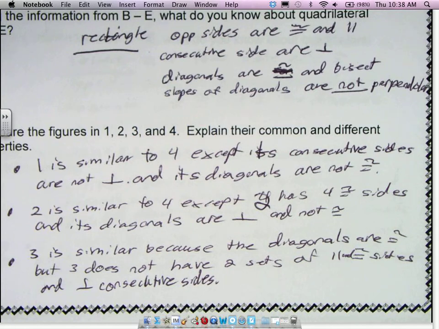I did. I could have listed everything that they were similar. That would have taken way more. I just listed the things that were different. You could have just done one.